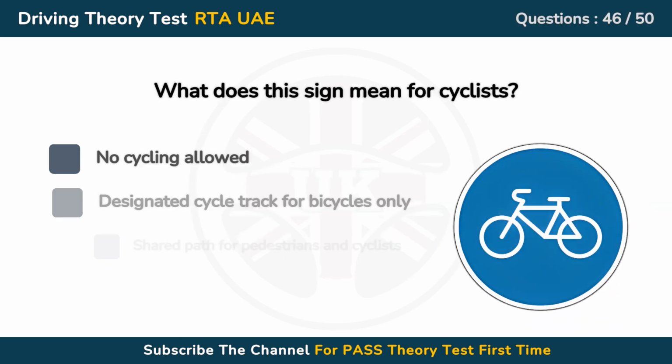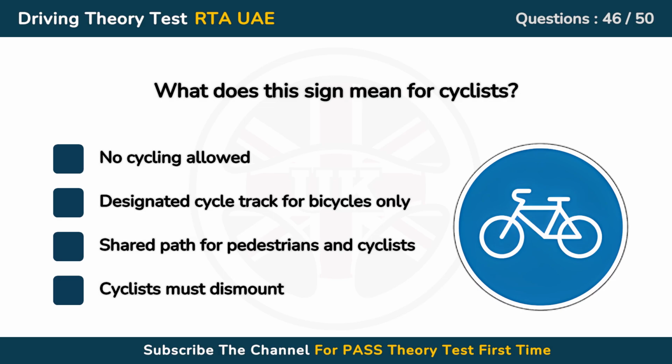Question 46. What does this sign mean for cyclists? A, no cycling allowed. B, cycle track for bicycles only. C, shared path for pedestrians and cyclists. D, cyclists must dismount.